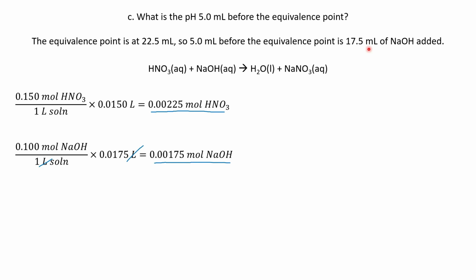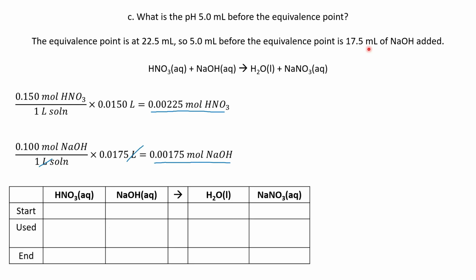Now for these calculations, I like to set up a little bit of a table just to help me keep track of what is being consumed and what is being formed. It looks a little bit like an ice table, but again, this is not an equilibrium, so this is not a true ice table. But I do put my chemical reaction at the top, but instead of using ICE, I use start, used, and what happens at the end. So I started with my 0.00225 moles of nitric acid. I'm also starting with my 0.00175 moles of my base, and I have no water and no sodium nitrate.